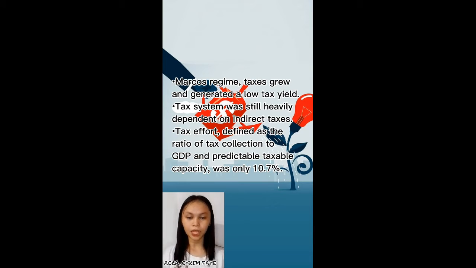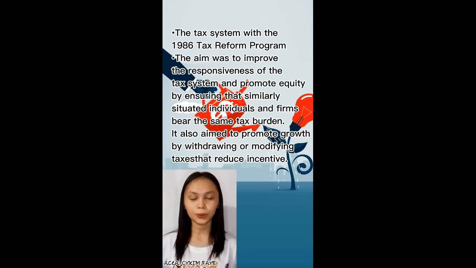Under Marcos' regime, taxes grew at an average annual rate of 15% and generated a low tax yield. During the later part of Marcos' years, 1981 to 1985, the tax system was still heavily dependent on indirect taxes, which made up to 70% of total tax collection in gross domestic product, and predictable taxable capacity was at a low 10.7%. As Corazon Aquino took over the government following the EDSA revolution, she reformed the tax system with the 1986 Tax Reform Program.